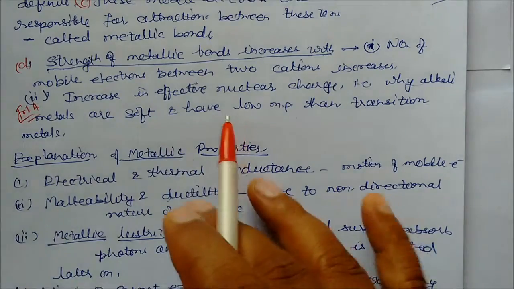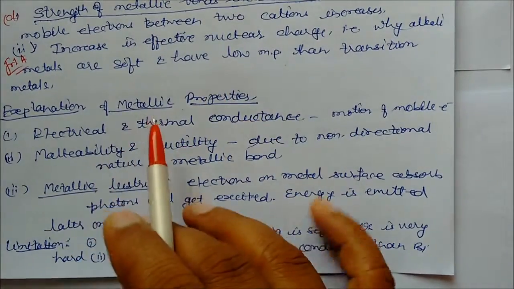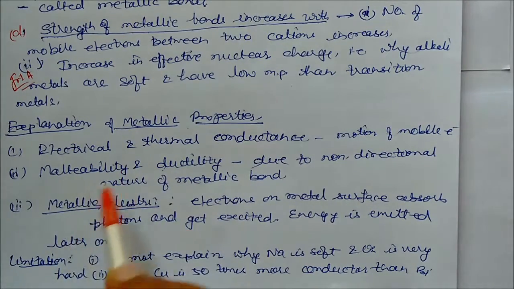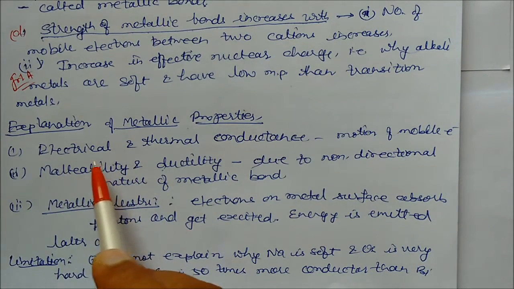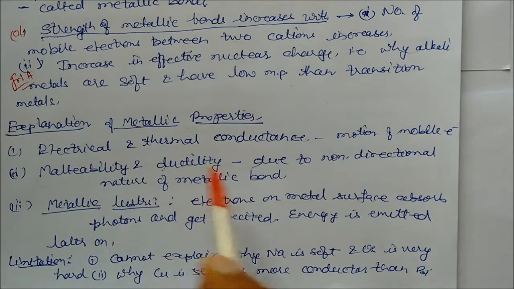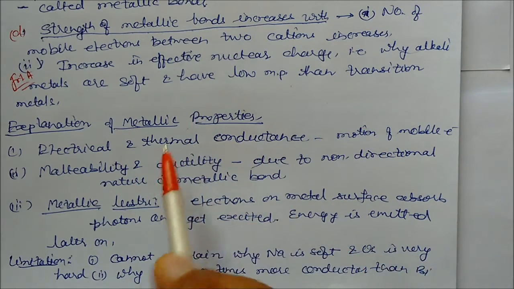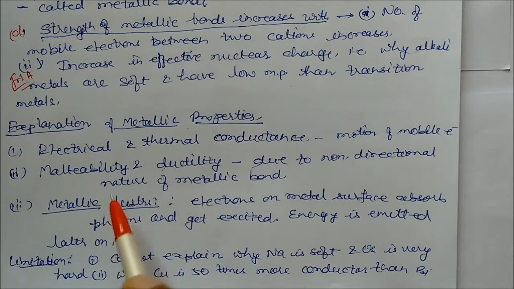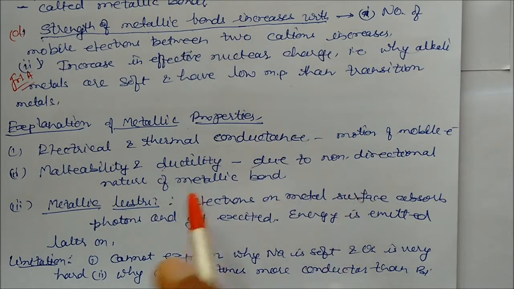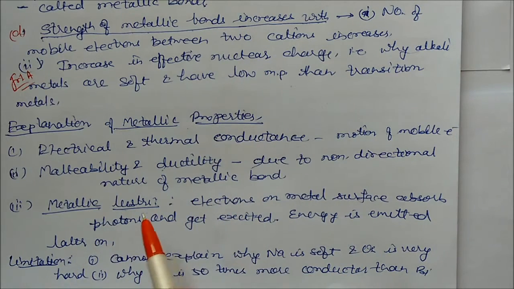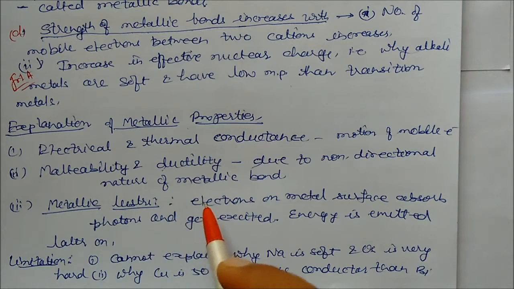Now, some properties are defined due to the metallic bond. What are those properties? They have electrical and thermal conductance. These mobile electrons can carry heat and can conduct electricity. These mobile electrons also help in malleability and ductility. Due to the non-directional nature of the metallic bond, it can move in any direction, like the ionic bond. Due to this non-directional nature, it can show ductility and malleability.